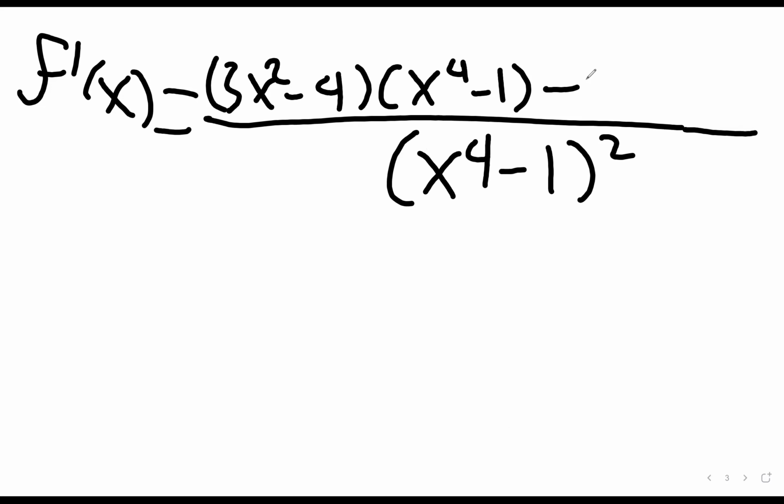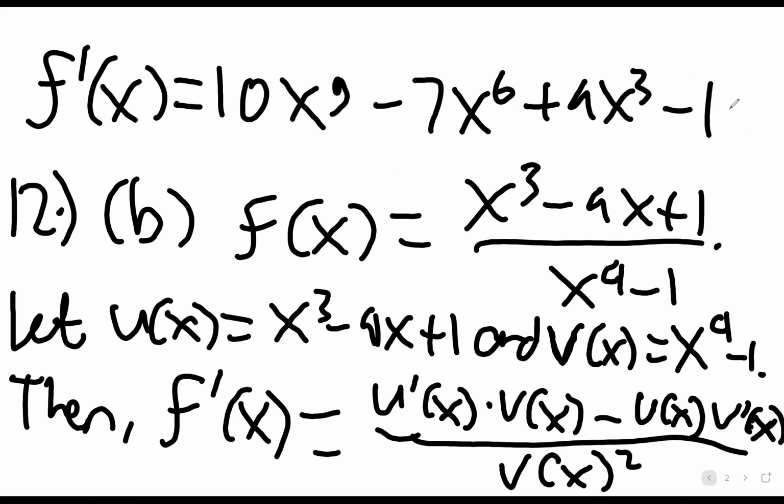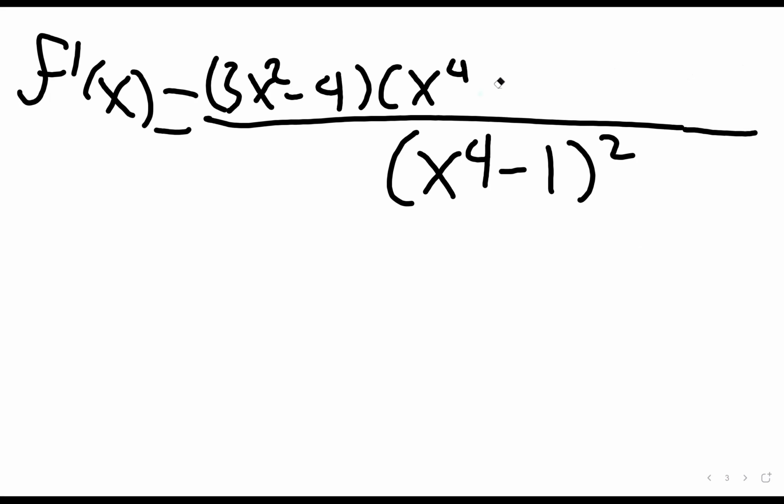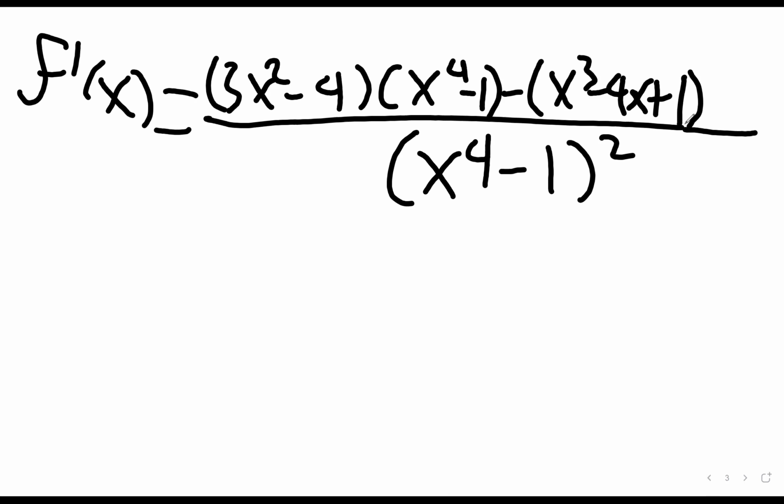u is x to the power 3 minus 4x plus 1, and v is x to the power 4 minus 1, so v prime is 4x to the power 3. So we have minus x to the power 3 minus 4x plus 1 multiplied by the derivative of x to the power 4 minus 1, which is 4x to the power 3. In the end, we just simplify the numerator.